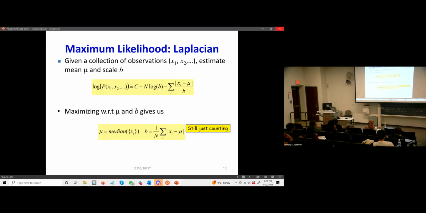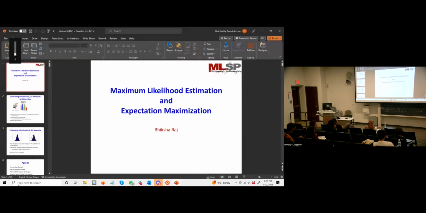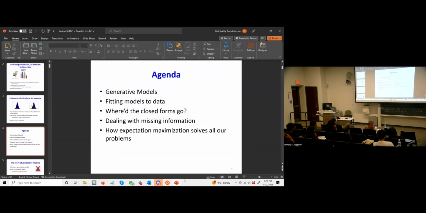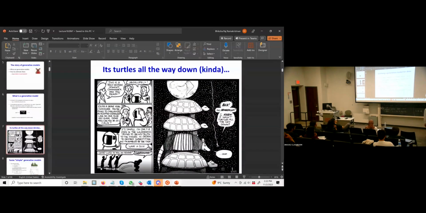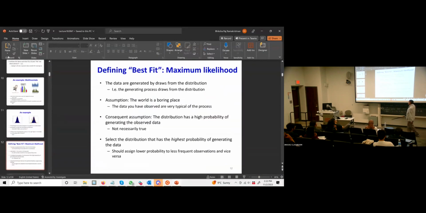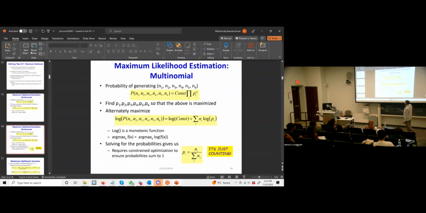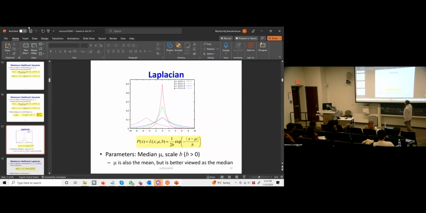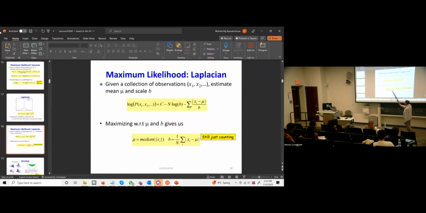So mu in this case, it turns out, is going to be the median of all of your data. If you've got a collection of data, you find the point where half the data lie on one side, the other half lie on the other side. And that's your best guess for mu.